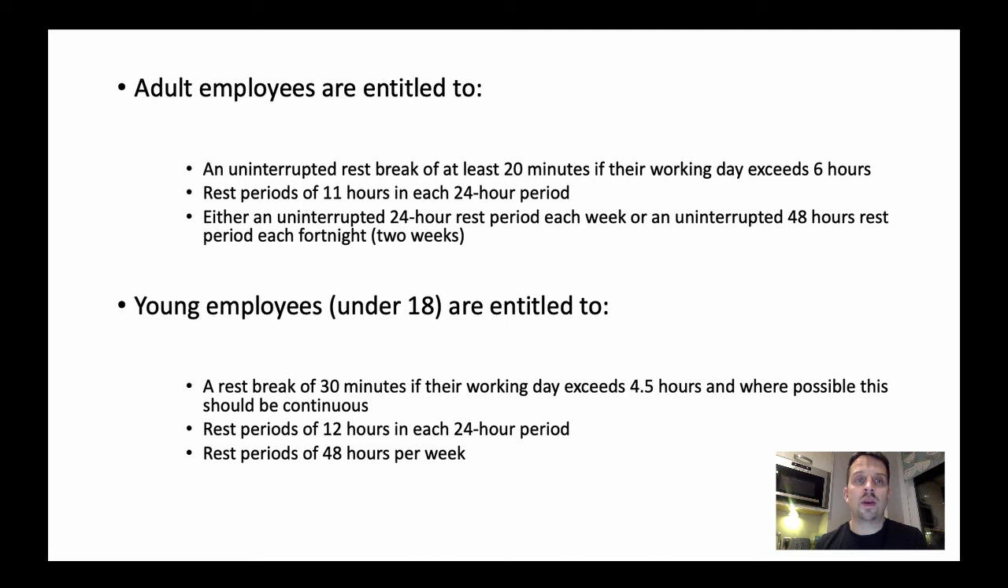Adult employees are entitled to an uninterrupted rest break of at least 20 minutes if their working day exceeds 6 hours, a rest period of 11 hours in each 24-hour period, and either an uninterrupted 24-hour rest break each week or an uninterrupted 48-hour rest period each fortnight. It doesn't really apply to us at the practice, that one. Young employees under 18 get a rest break of 30 minutes if their working day exceeds 4.5 hours, and where possible this should be continuous. Rest periods of 12 hours in each 24-hour period and rest periods of 48 hours per week.